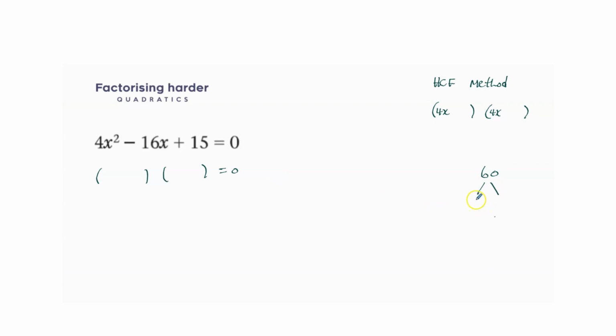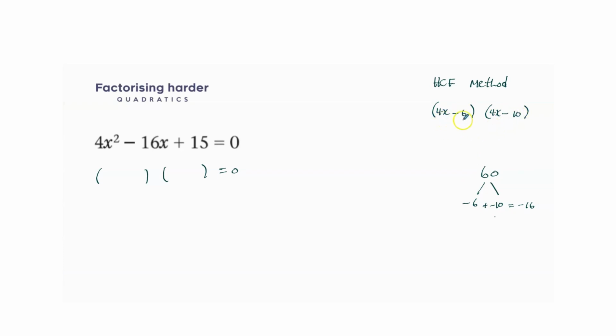We know that 6 times 10 is 60, but when we add them together we get 16. Therefore, that should be negative 6, and that should be negative 10. So when we add them together, we get minus 16. So these are the factors we need. We put minus 6 here and minus 10 here. This is rough working out.